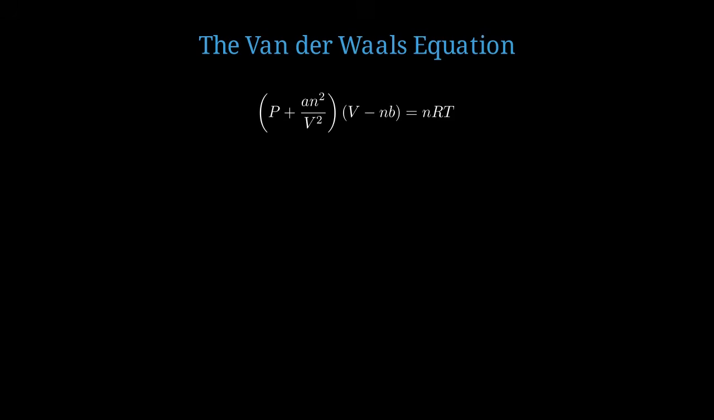Open parenthesis P plus A times N squared divided by V squared, close parenthesis, times open parenthesis V minus NB, close parenthesis, equals nRT. This looks complicated, but each term has a clear physical meaning. Let's break it down piece by piece.